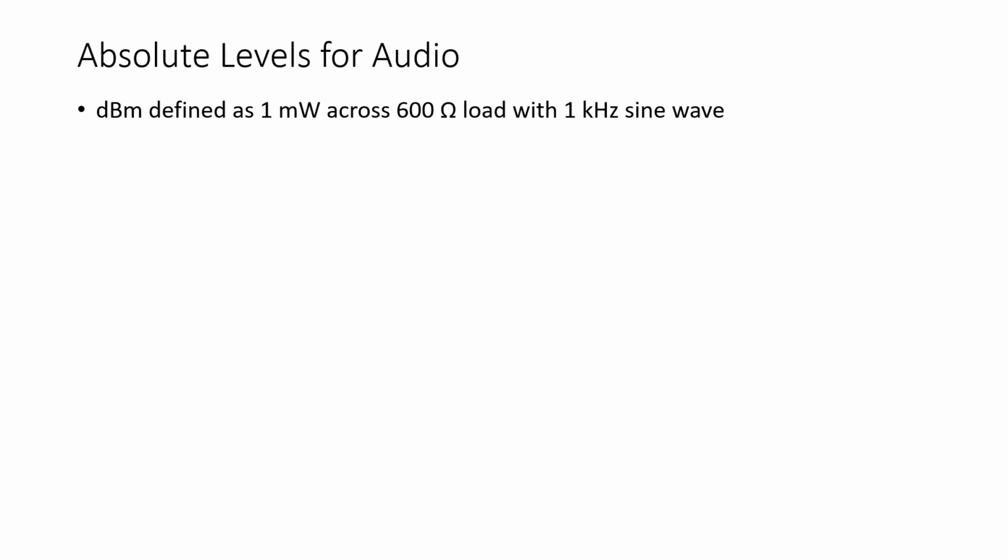Now we also use the dBm for quantifying signal levels for audio. For this application, the dBm is defined as 1 milliwatt across a 600 ohm load with a 1 kilohertz sine wave. So the only difference between this description and the previous description is that this specifies the 1 milliwatt is dissipated across a 600 ohm load.